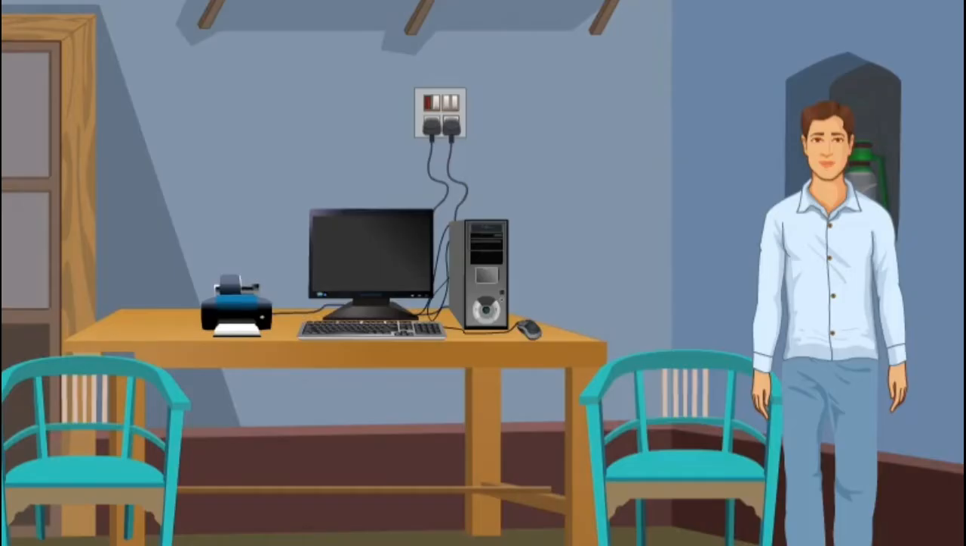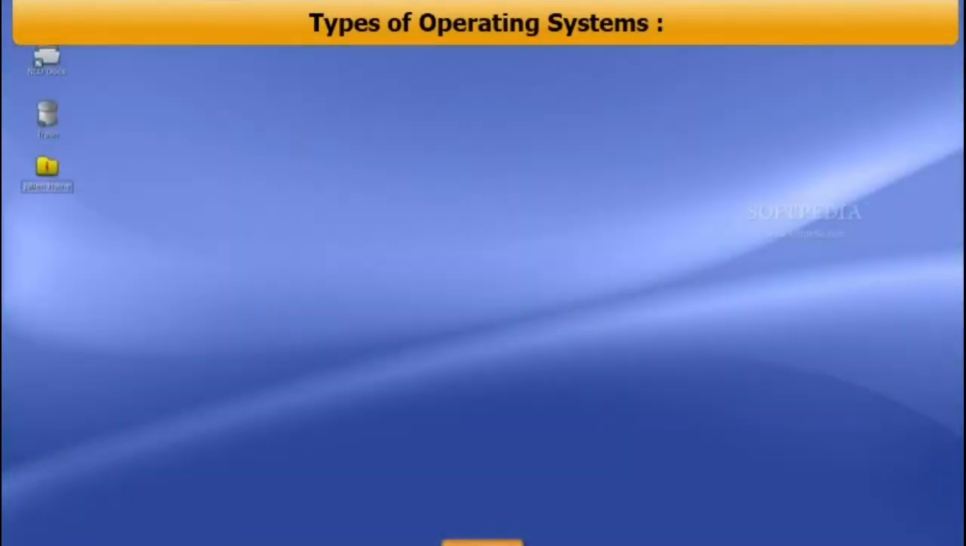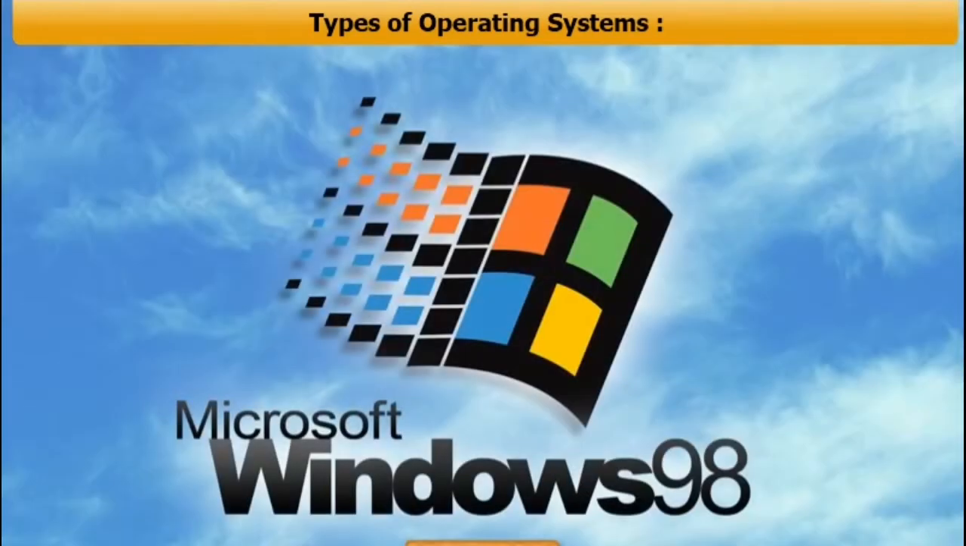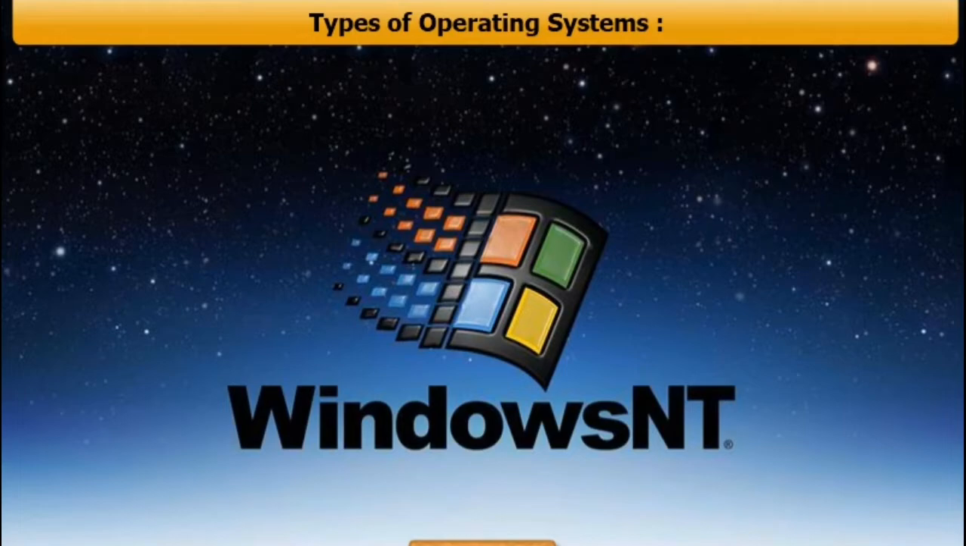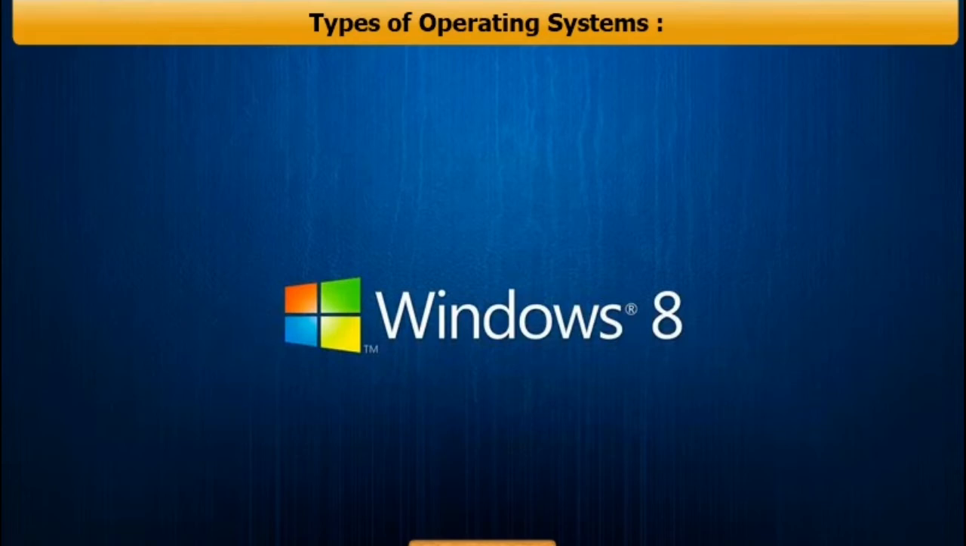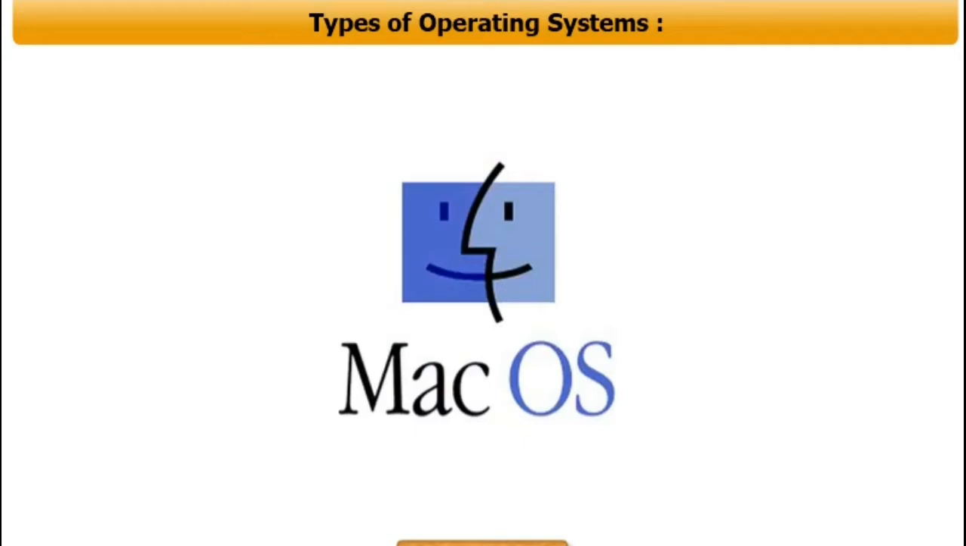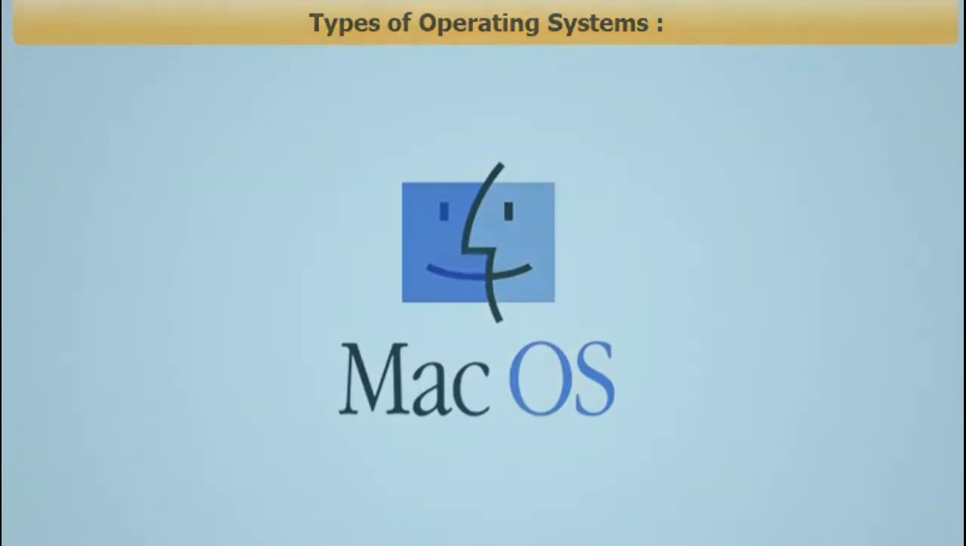So, is the computer useless without the operating system? Exactly. Every computer needs an operating system to function. There are a number of operating systems available today. Some famous ones are Unix, Linux, Windows 9X, Windows XP, Windows NT, Windows 2000, Windows 8, Windows 7, Android, Macintosh OS. All these operating systems have some unique features.